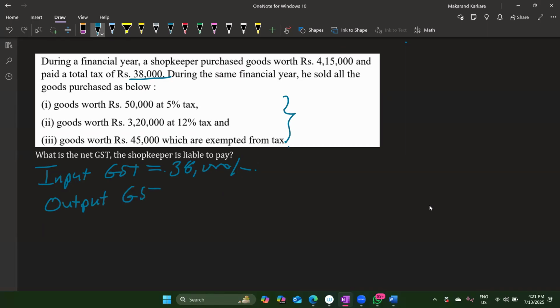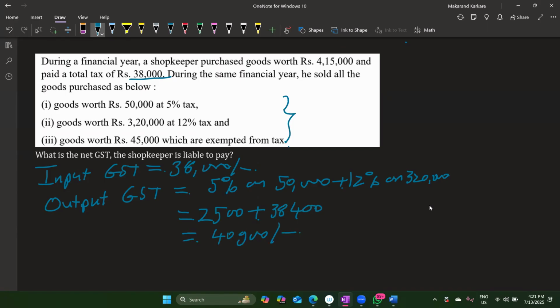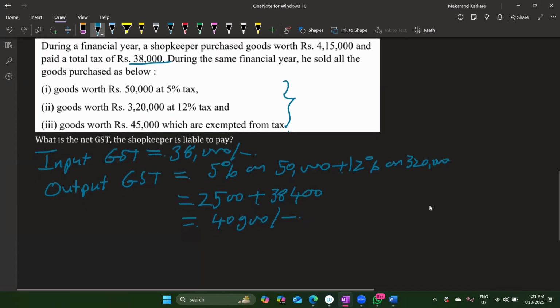So output GST is going to be 5% on 50,000 plus 12% on 320,000, which is going to be 2,500 plus 38,400, which gives me 4,900. This must be the GST that he collected during sale.